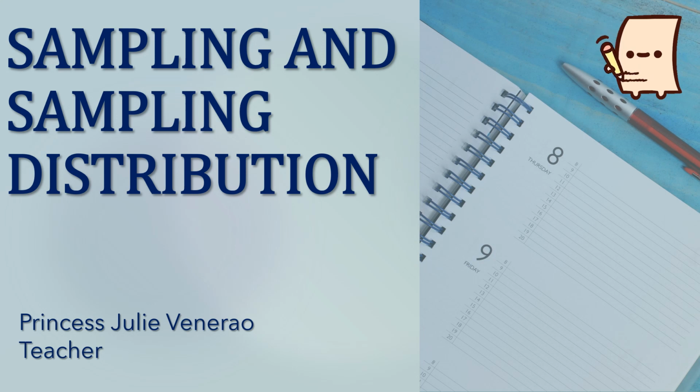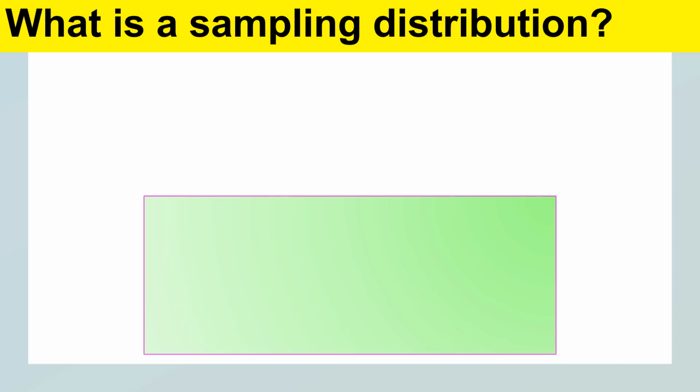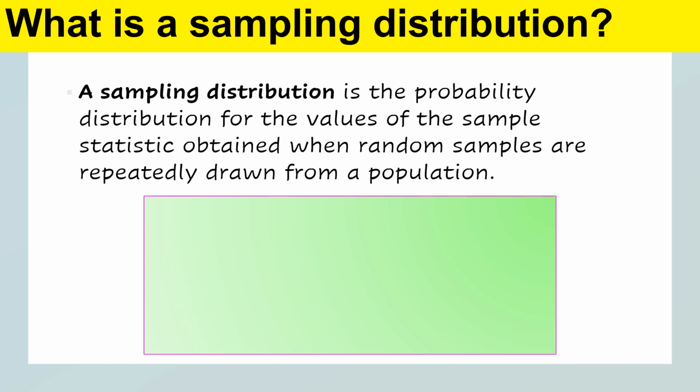So we are still with sampling and sampling distribution. But we are already done with discussing the different types of sampling techniques and the difference between a statistic and a parameter. That's why we will move to the sampling distribution of the sample means. In a sampling distribution, we're still getting all the possible samples, no? And then we're going to prove that the mean from the sample is equal to the mean from the population.